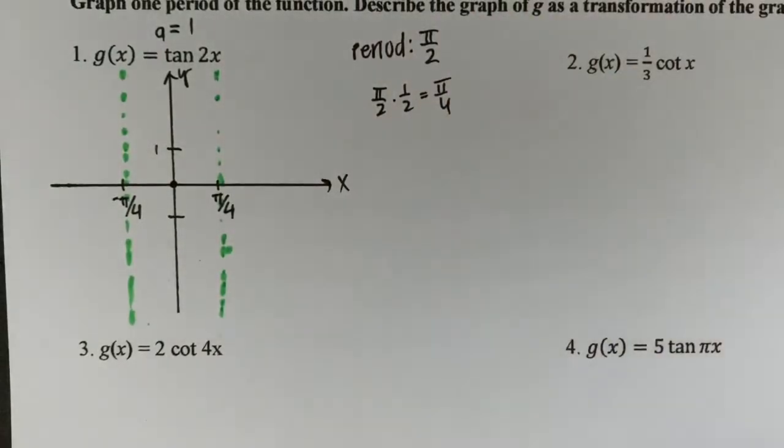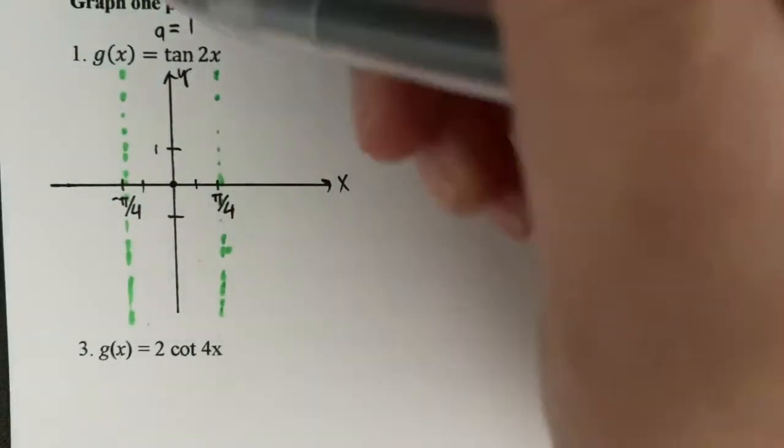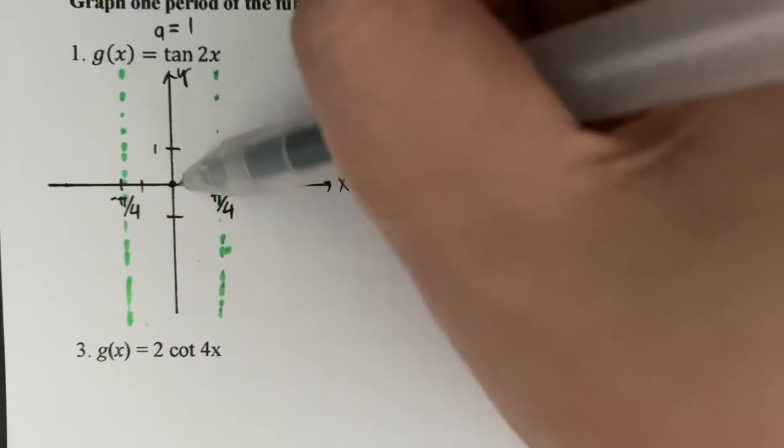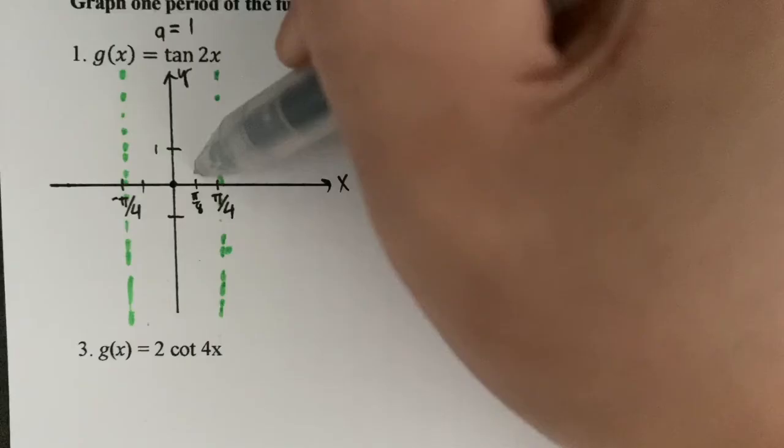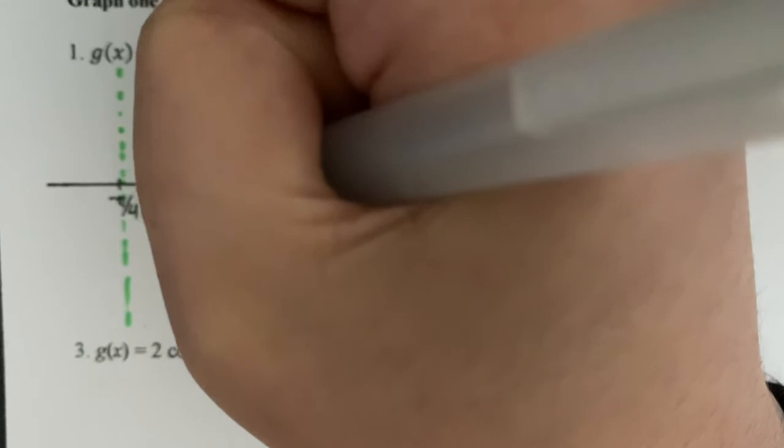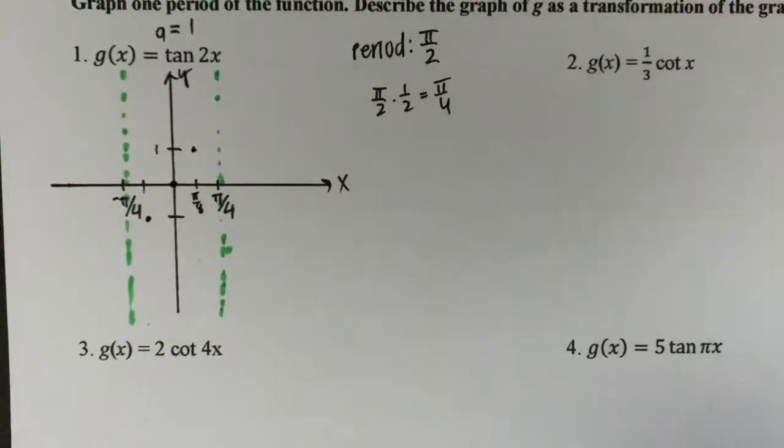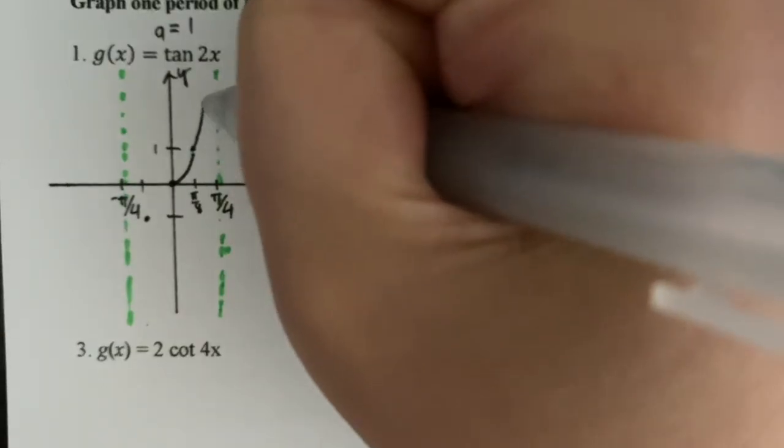And then we want to graph those halfway points between the x-intercept and the vertical asymptote. And we know that those occur at our a value. So on the right-hand side, halfway between pi over 4 and 0, which is at pi over 8, our y value is going to be 1. And then halfway between 0 and negative pi over 4, at negative pi over 8, our y value is going to be negative 1. And then we just need to connect those points. And you want to draw towards the asymptote.